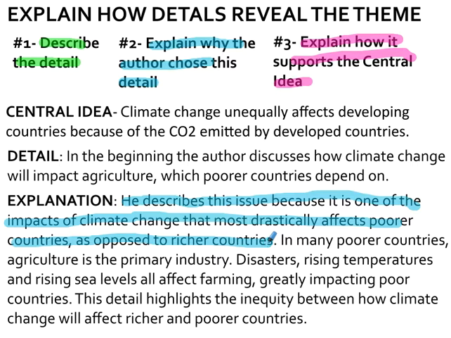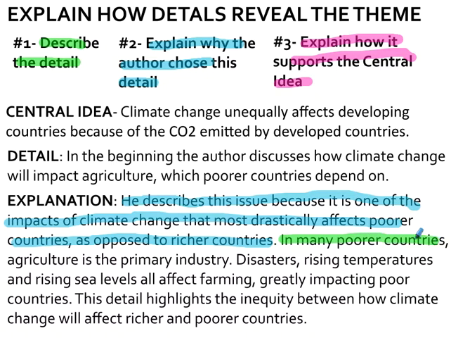So he describes the issue because it is one of the impacts of climate change that most drastically affects poorer countries as opposed to richer countries. Remember, I hinted at the author's purpose. This is my author's purpose here, right? The author intentionally does this so that we come to this understanding. Okay, so now I'm going to actually describe the detail. I'm going to explain it in my own words.